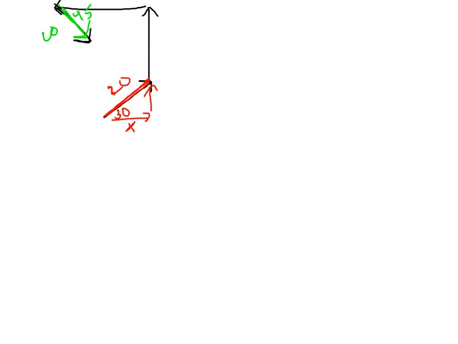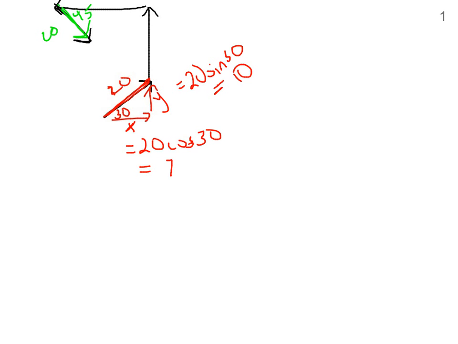It has an x component that's adjacent to the angle, which is going to be hypotenuse cosine 30. Then it has the y component, which is across the triangle, so that's going to be sine. That's going to be the hypotenuse sine 30. Sine 30 is a half, so this vertical component is equal to 10. Cosine of 30 is like 0.8 something, so I'm going to plug that in my calculator. 20 cosine 30, I get 17.3.